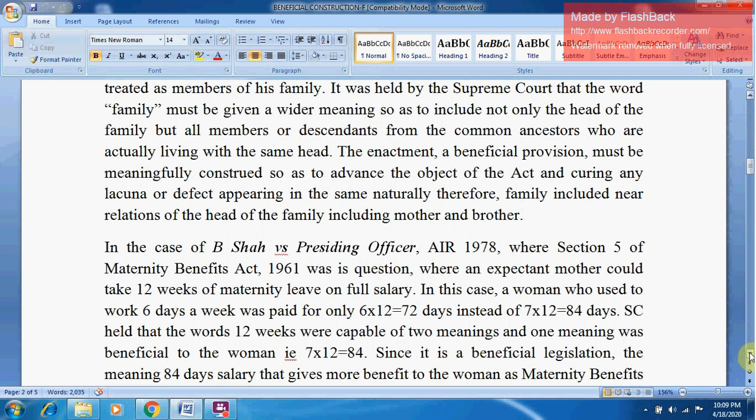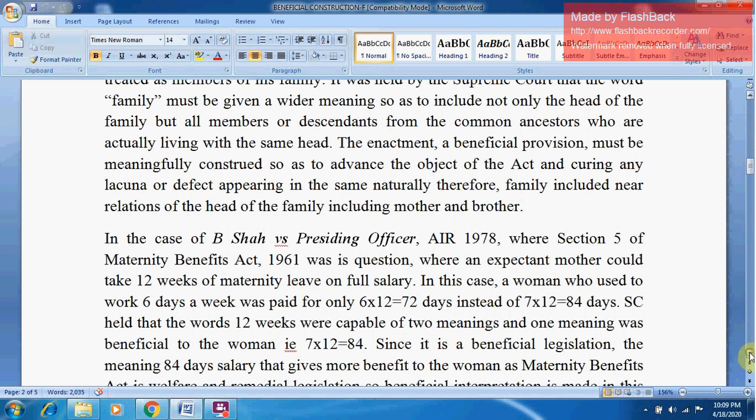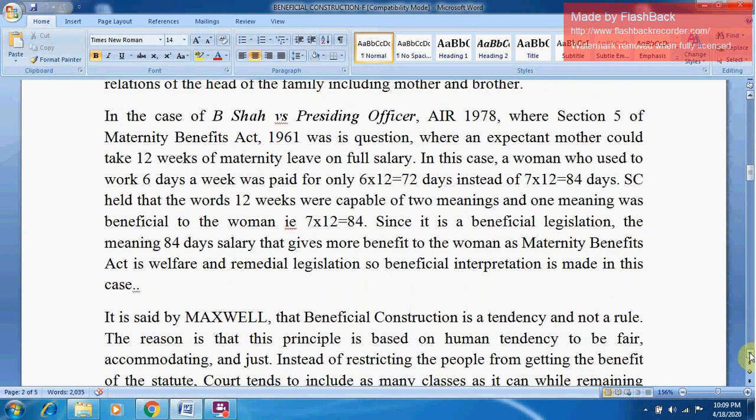In the case of B. Saha versus Presiding Officer, Section 5 of the Maternity Benefit Act 1961 was in question, where an expectant mother could take 12 weeks of maternity leave on full salary. In this case, a woman who used to work 6 days a week was paid for only 6 into 12, that is 72 days, instead of 7 into 12, that is 84 days.